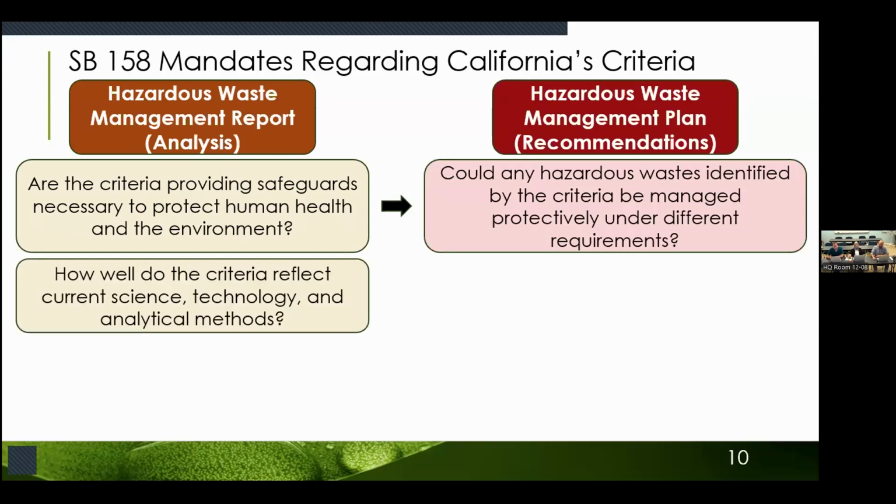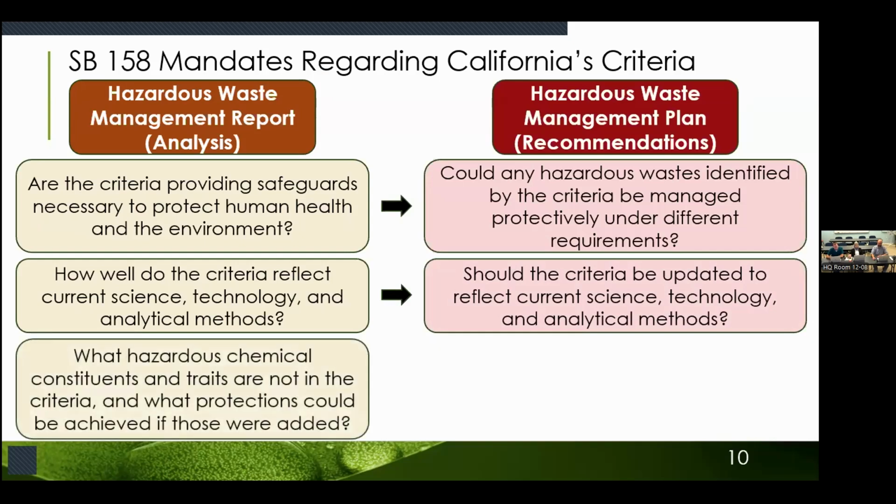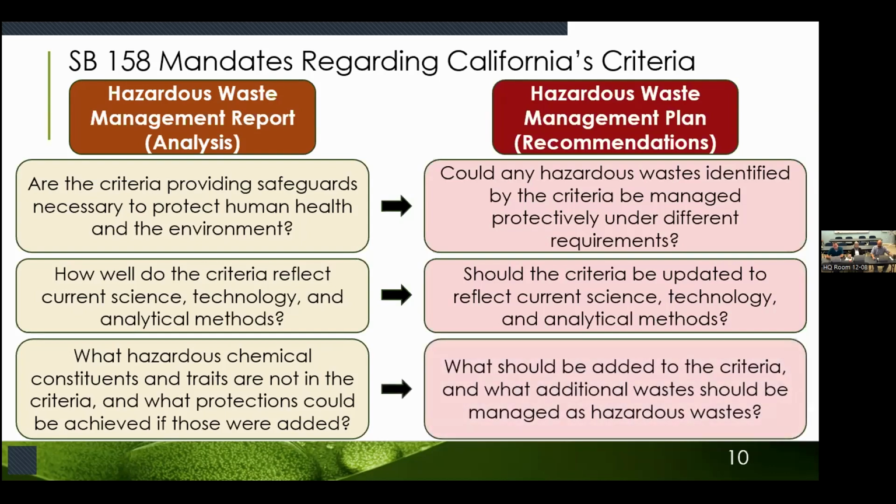DTSC is also required to assess whether California's criteria for identifying hazardous waste are up to date with current science, technology, and testing methods. We're to use that analysis as the basis to make recommendations for updates to our criteria, reflecting those advances. And last, we're required to assess whether there are any additional hazardous chemical constituents or hazardous properties of waste that should be accounted for in California's criteria. And DTSC is to use this analysis to inform recommendations for additions to its criteria.